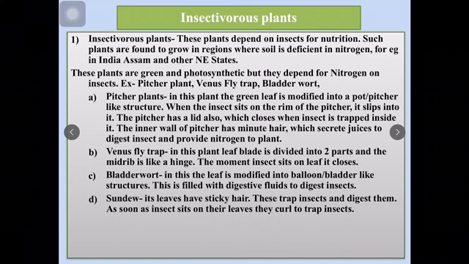We will see in the later slide also. I will show you the images. Then bladderwort. Bladder means the leaf is modified into balloon like structure. The insect sits on those small balloons. They find it very shiny and very attractive. They sit on them and slip into these, and they get digested by these digestive fluids.